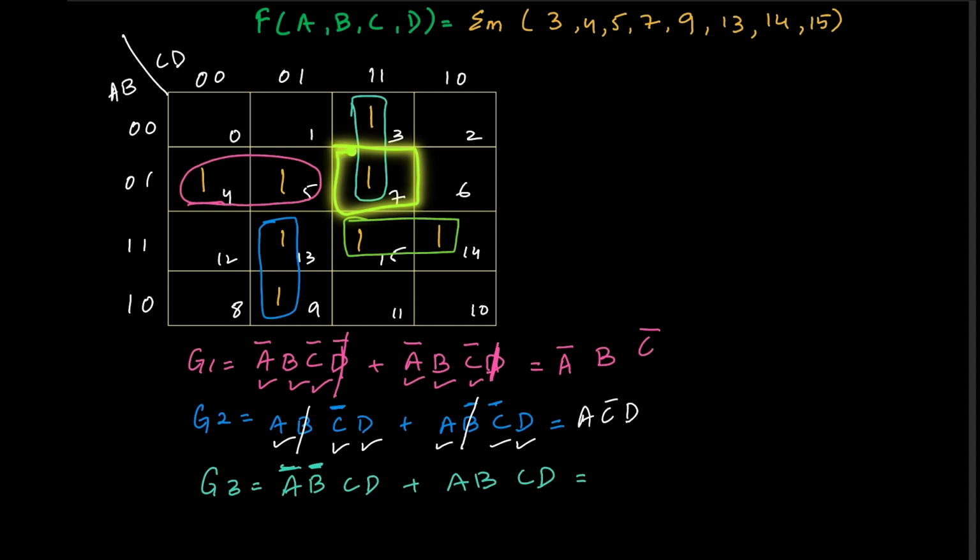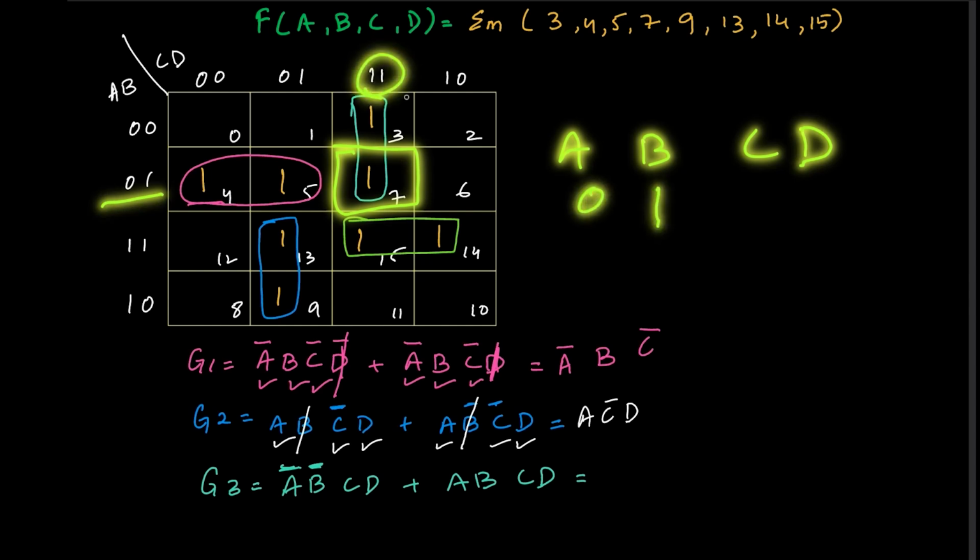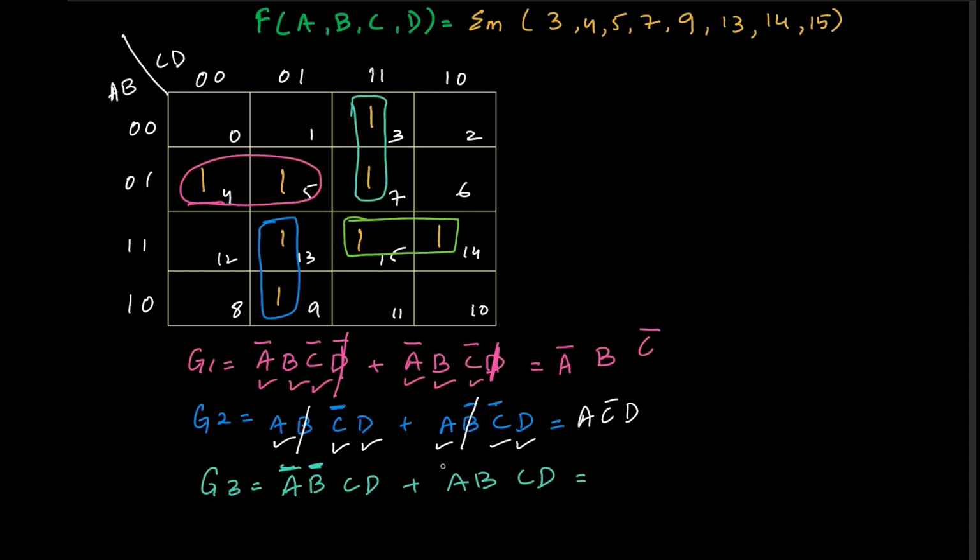For the second cell, A, B, C, D, it is 0, 1, 1, 1. It means bar on A only. Again, the non-common factors will be eradicated, which is A, which has a bar on one side and no bar on the other. B also changes from bar to non-bar, C and D remain the same. So the answer will be A bar, C, D. Alright.